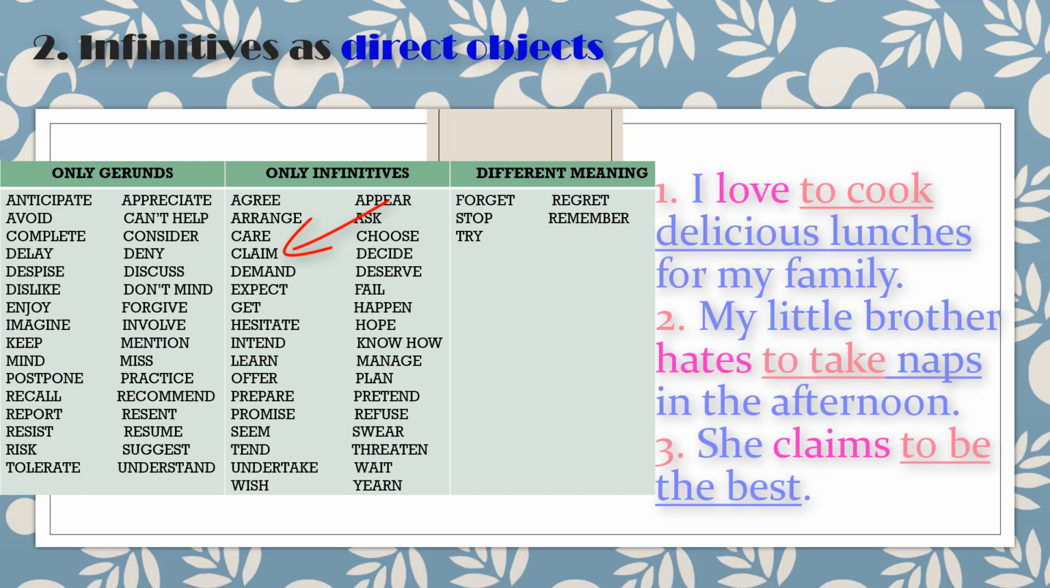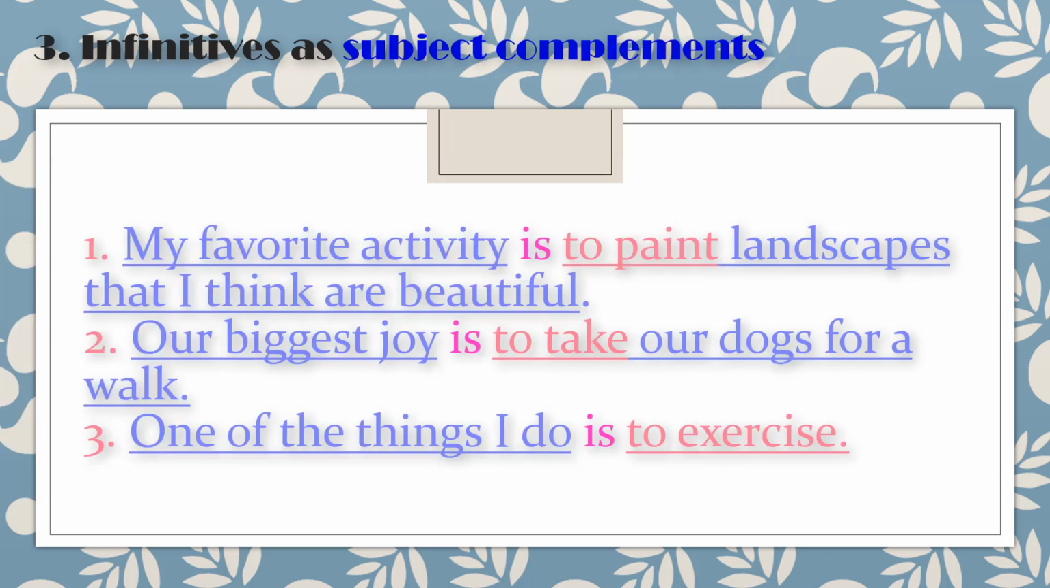Now for function number 3, infinitives as subject complements. It is so similar to gerunds working as subject complements. My favorite activity is to paint landscapes that I think are beautiful. Our biggest joy is to take our dogs for a walk. One of the things I do is to exercise.